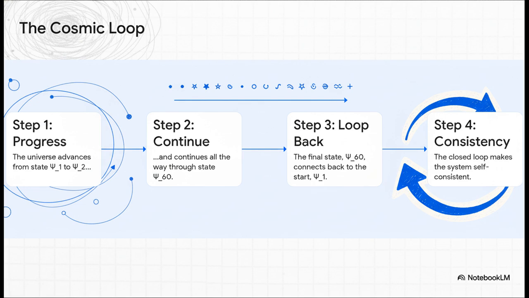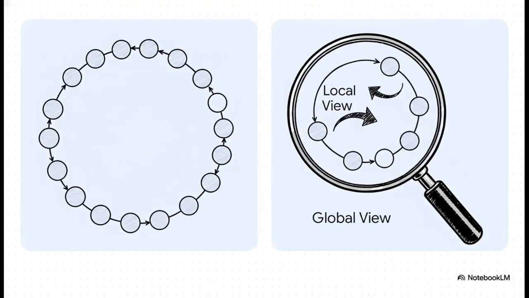Because the whole system is a closed circle, it has to be self-consistent. You can't change the past, because the future, state 60, is already connected to it, locking everything in place. So this gives you two totally different ways to look at causality. If you're standing at just one point in the cycle, that little backward pull feels like it's breaking all the rules. It looks like a paradox.